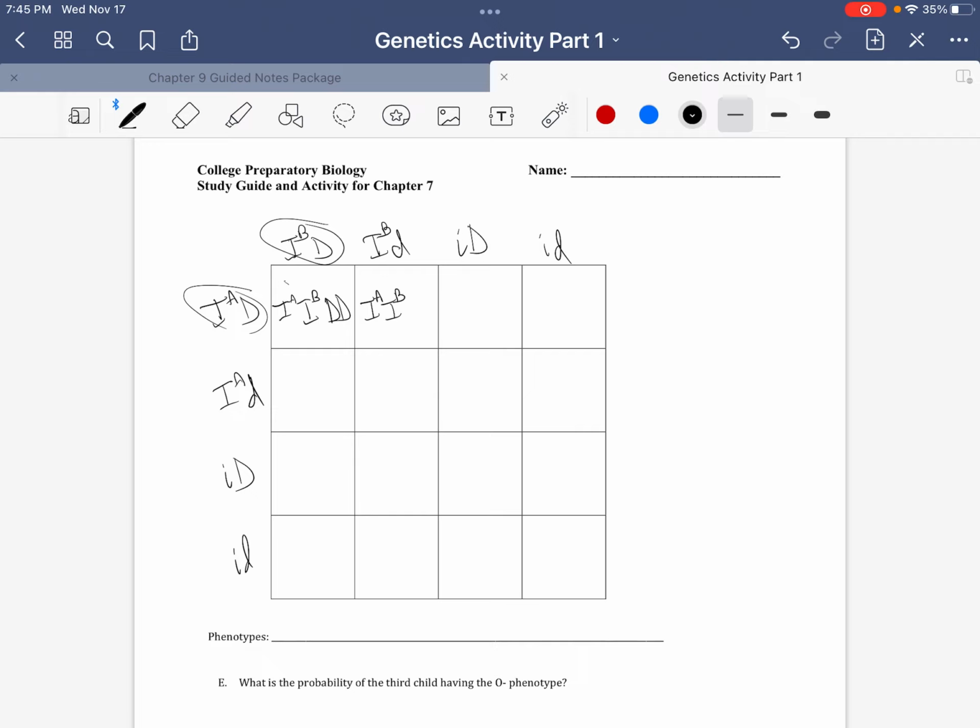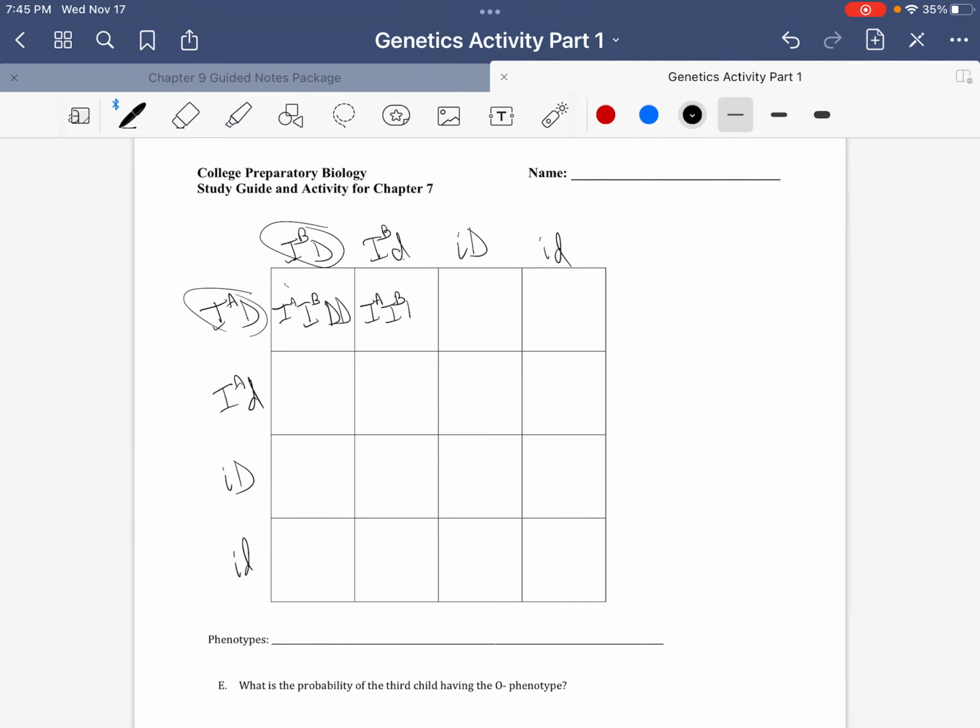We learned previously that if you've got both the dominant allele and the recessive allele, you put the dominant allele first. Okay, and we also learned previously that since we started with the I's and followed with the D's, we're going to keep that same pattern throughout as well.